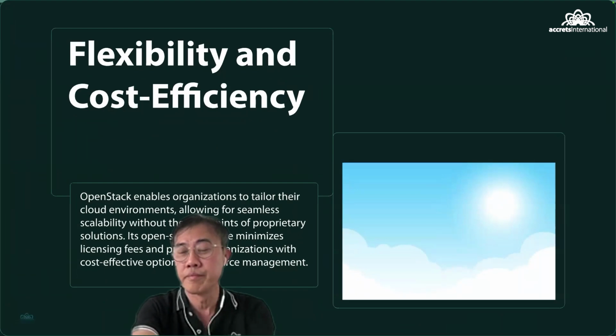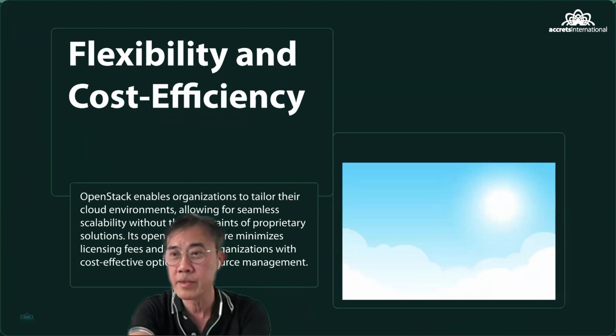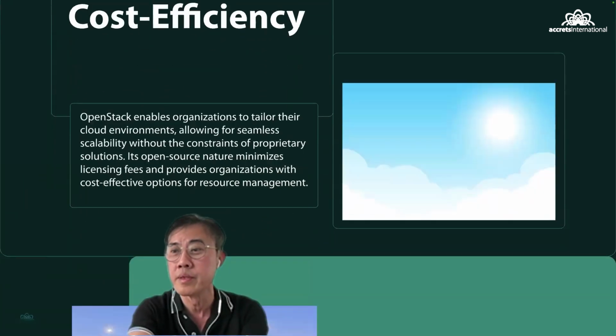Definitely flexibility and cost efficiency. OpenStack itself has close to 50 projects, and they are very tightly integrated with Kubernetes. Kubernetes is, if you know, a container base that most public clouds are actually offering, the containerization of applications.